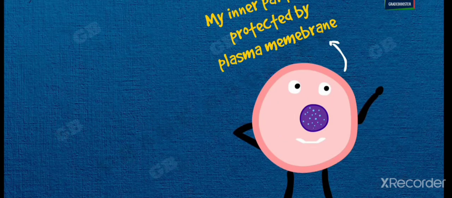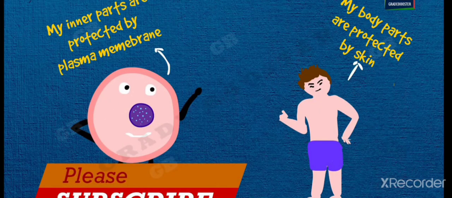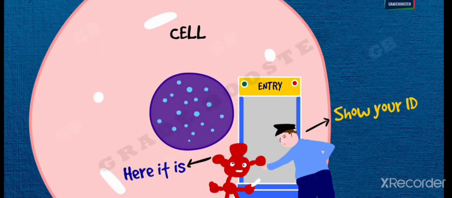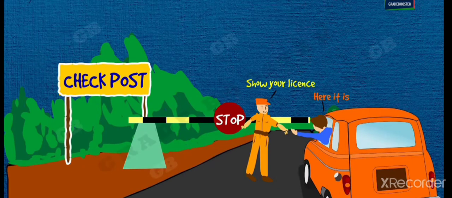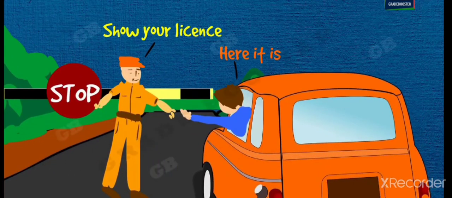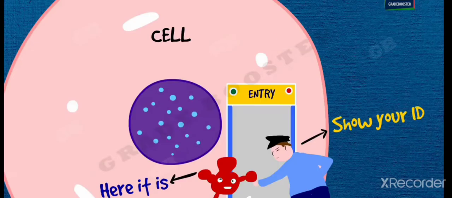The plasma membrane protects the inner components of the cell, just like how your skin protects the inner part of our body. The plasma membrane controls the entry of material into the cell and the exit of material from the cell. This works like a check post between two different states. At the check post, checking of vehicles and verification of licenses is done. In the same way, the cell membrane verifies the material and decides whether to allow it or not.